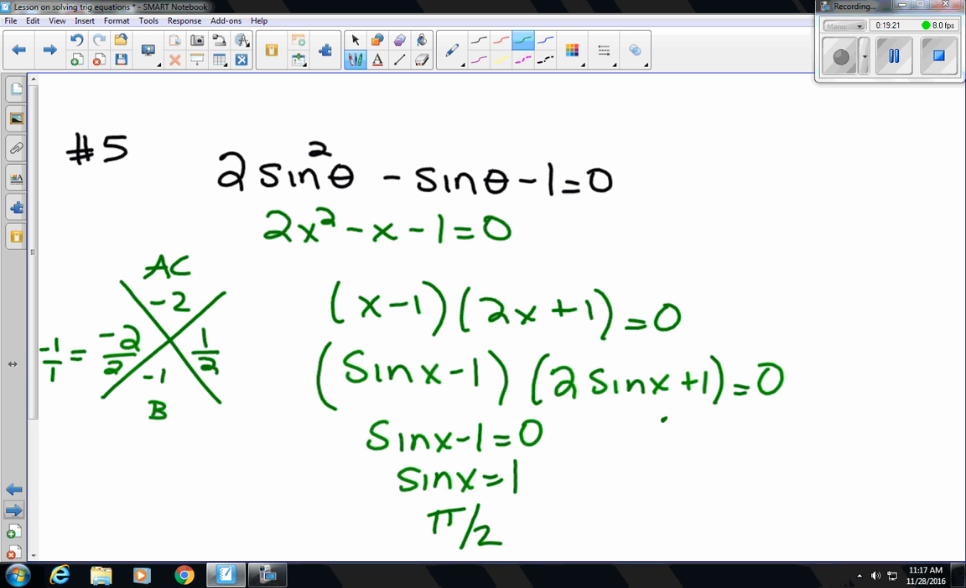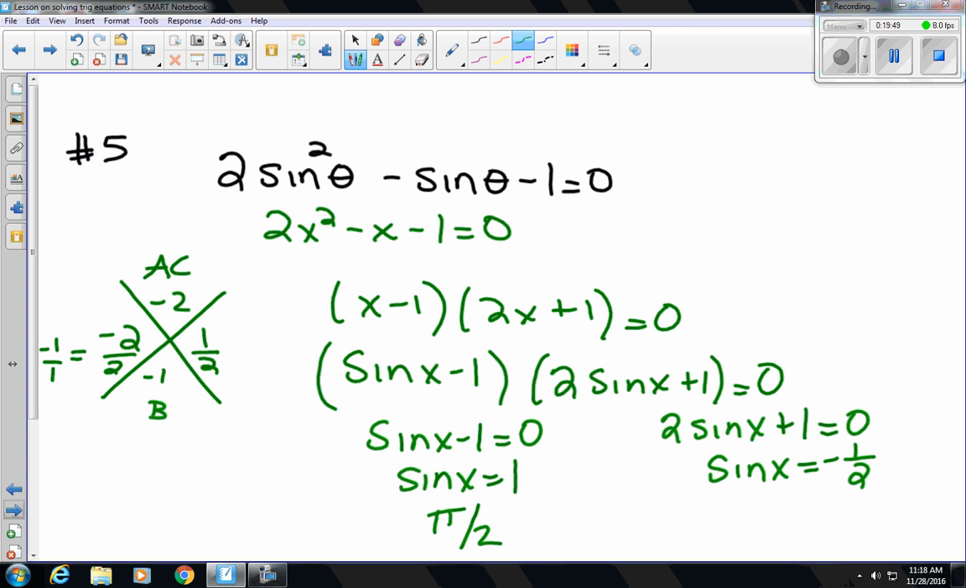All right, and then we have 2 sine of x plus 1 equals 0. Simplify this for me. Sine of x equals negative 1/2. I did 2 steps in one. I think we're okay with that. At this level, we should be okay with those 2 steps in one.